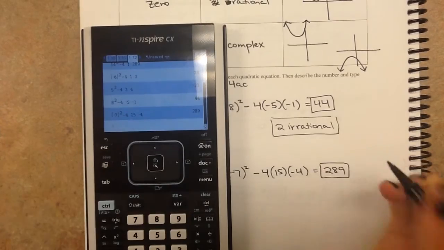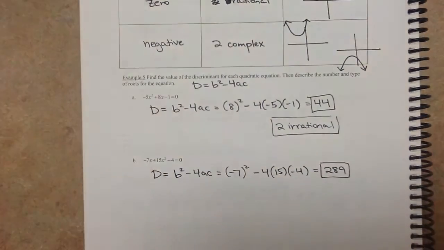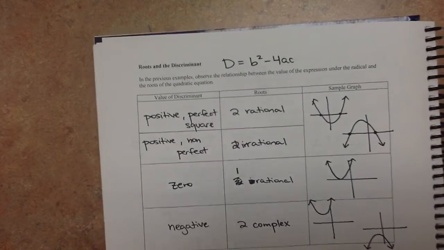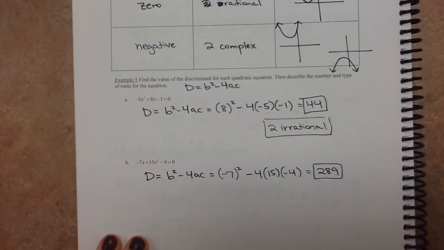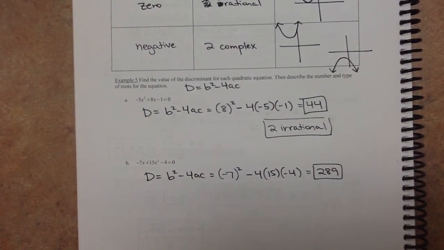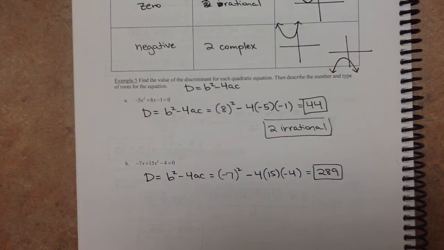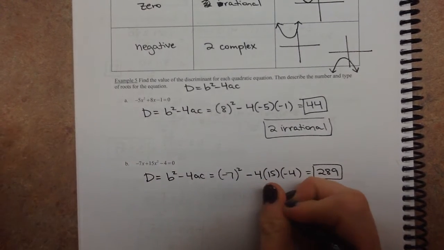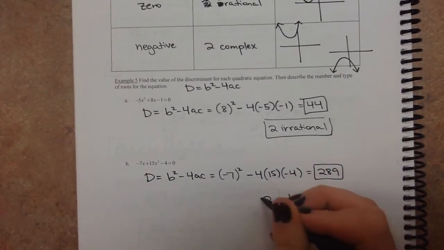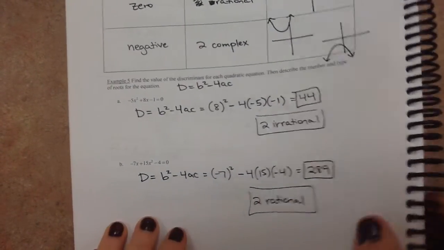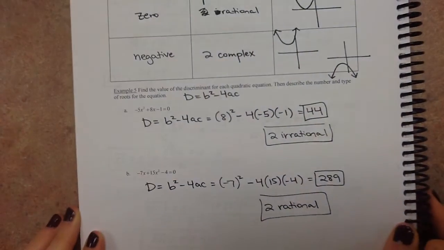So again, that's the first part of your answer, is the actual value of the discriminant. It's definitely positive. Is it a perfect square or not? It actually is. 289 comes out even. The square root of that is 17. So it is a perfect square, which means I am going to have 2 rational numbers. Okay, so I think, yes, that's it.